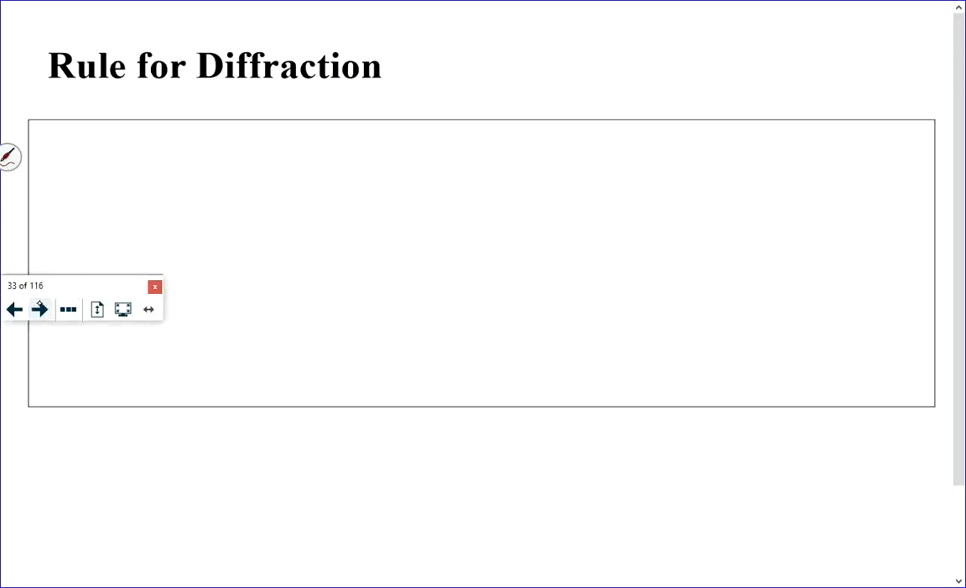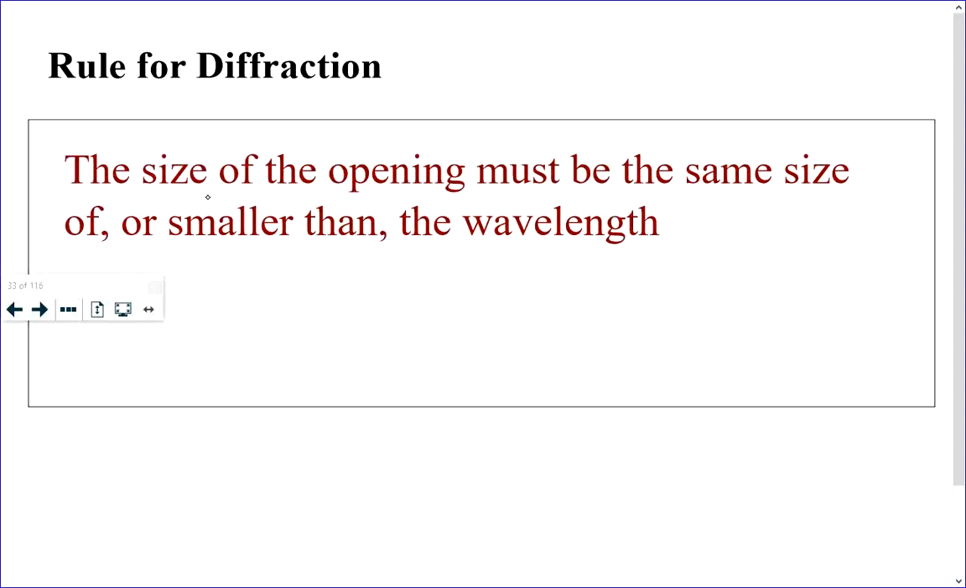There's a rule for diffraction, and I don't expect anybody to remember this. I do remember teaching it to my Physics 20s last year, that diffraction doesn't always happen. In order for diffraction to happen, this is a very specific rule that you need to know: the size of the opening has to be roughly smaller than the wavelength. The opening has to be about the same size or smaller than the wavelength. If the opening is too big, no diffraction occurs, or very little diffraction occurs.